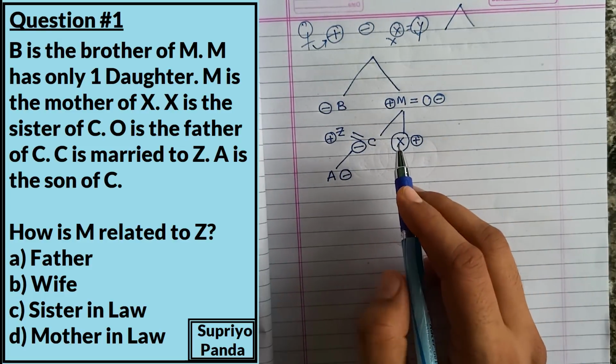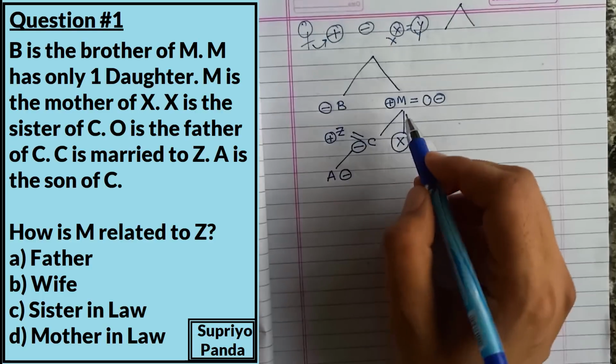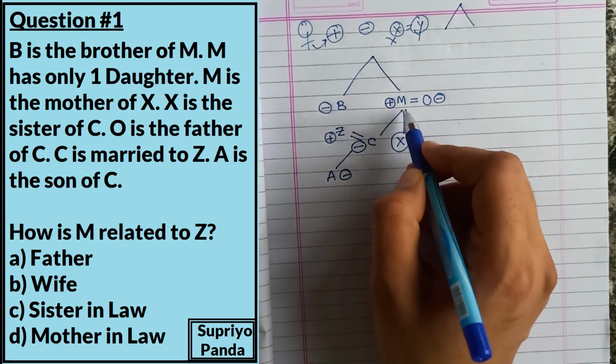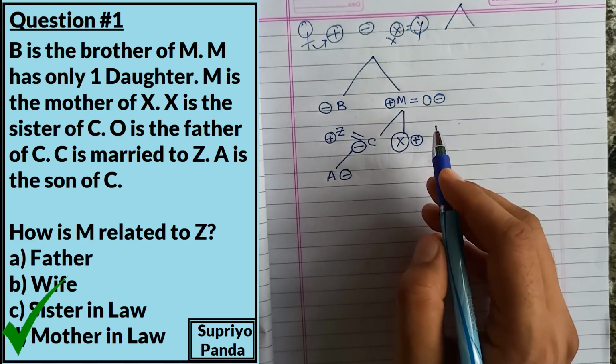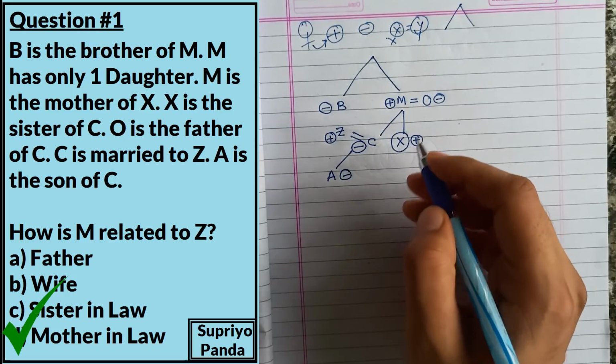Now, how is M related to Z? M's relation to Z: M is the mother-in-law, right? So the answer is mother-in-law. That is the answer to this question. So let us move to the next question.